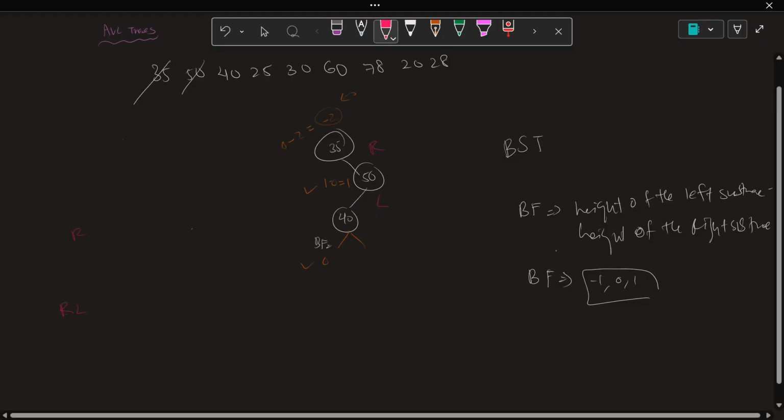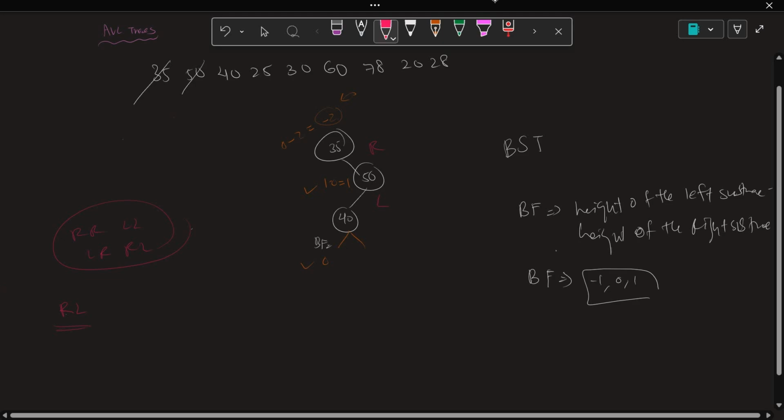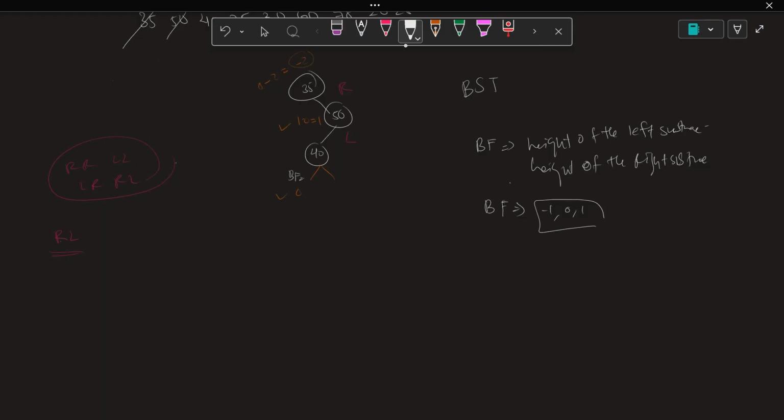There's left-left, left-right, right-right, and right-left. So these are the types that you can have. In here for now we have right-left. If you have right-left, what you basically do is first convert it into RR. Why? Because the first letter here is R, so you have to convert it into RR.